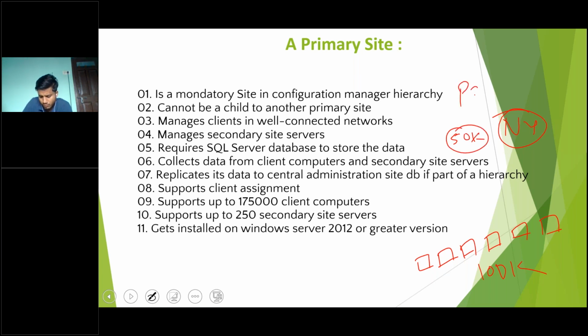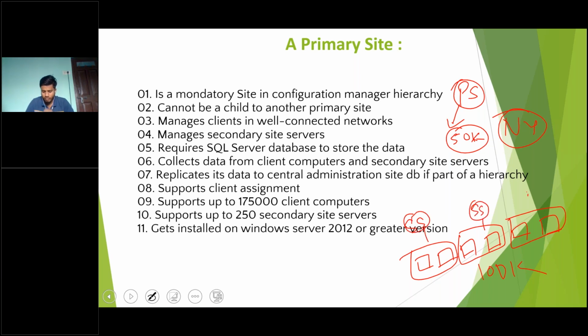So the primary site we will install in the headquarter, and that will be managing all the 50,000 devices in New York. But what about the devices outside? Let's say these devices are in Mumbai, these are in Chennai, these are in London. How will you manage these devices? You will install a secondary site for each region, and all these secondaries will take the policies and content from primary. So secondary will report to primary.